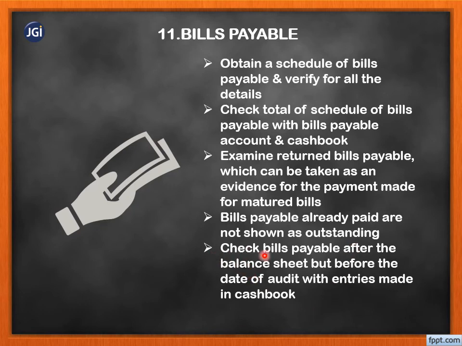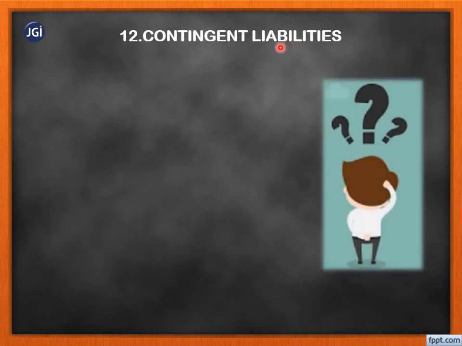He should check the bills payable paid after the balance sheet but before the date of the audit with the entries made in the cash book. Lastly, we have contingent liabilities. A loss contingency, that is probable or possible but the amount cannot be estimated, means the amount cannot be recorded in the company's accounts. Instead, it will be disclosed in the financial statements.